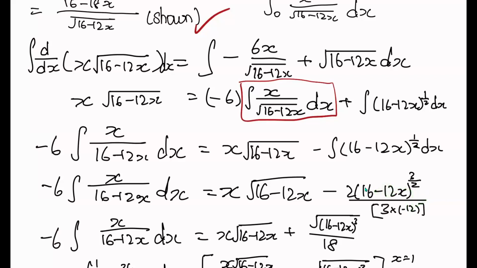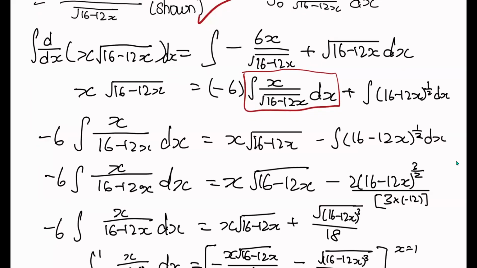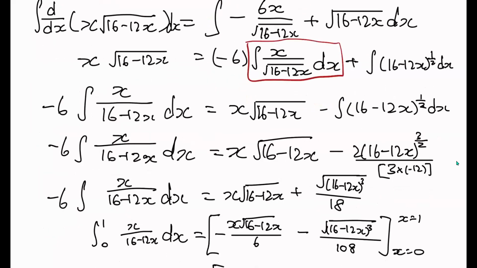Integration is the reverse of differentiation. In differentiation, chain rule is required. You need to times the coefficient. But here, integration, you work backwards. So you divide by negative 12, equivalent to multiplying minus 12 at the bottom. Good. This one leave alone. This one just factor out negative 6. Okay. Everything else still stays the same.